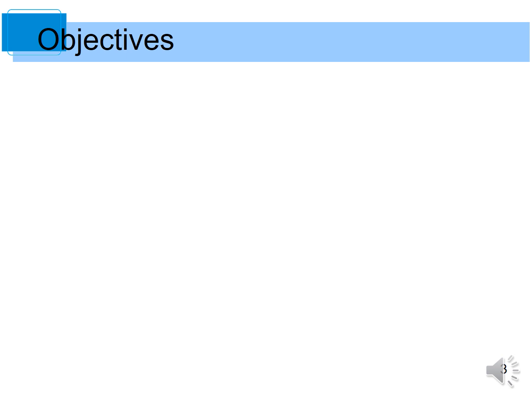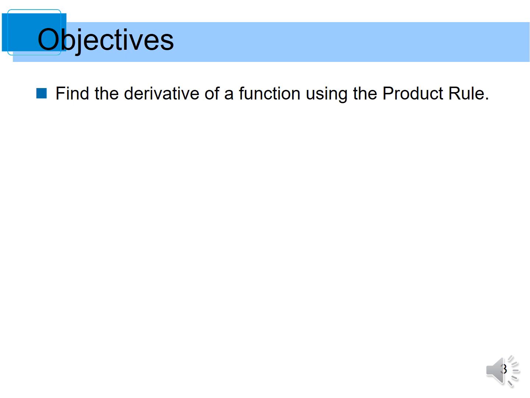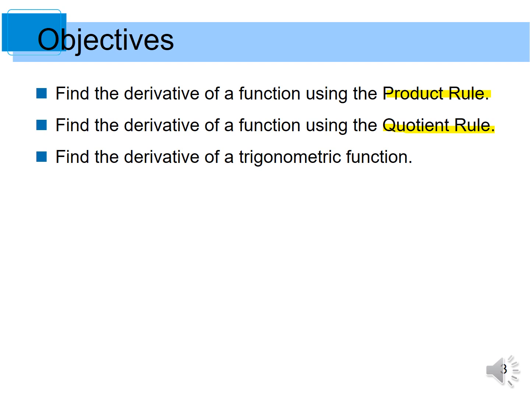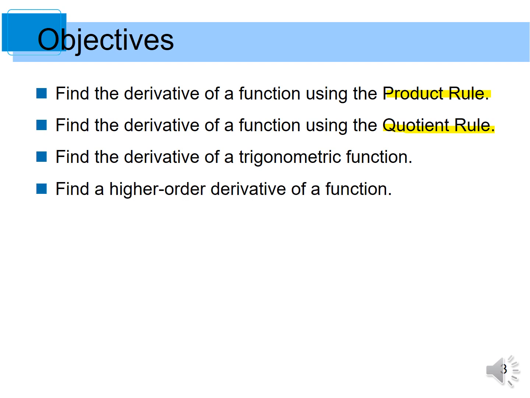We have 4 objectives in this section. Find the derivative of the function using the product rule. Find the derivative of the function using the quotient rule. Find the derivative of the trigonometric function. Find a higher order derivative of a function.